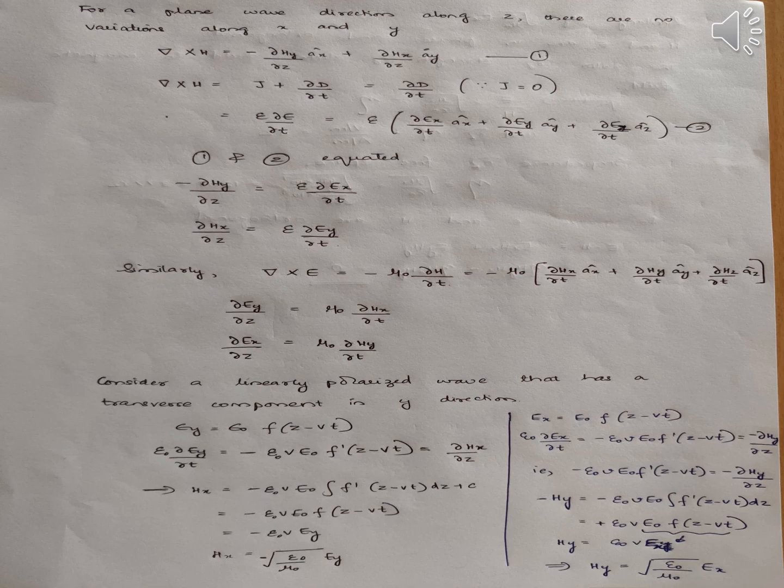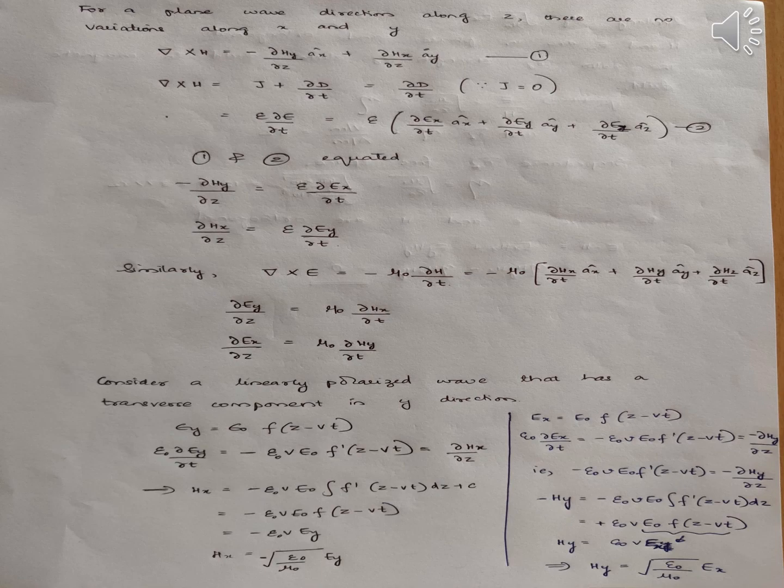Now when you equate equations 1 and 2, the coefficients of Ax and the coefficients of Ay equated, I'll get equations as shown in the PPT. That is the equation for dou Hy by dou z and dou Hx by dou z. These two equations are obtained by equating the coefficients of Ax and Ay in equations 1 and 2.